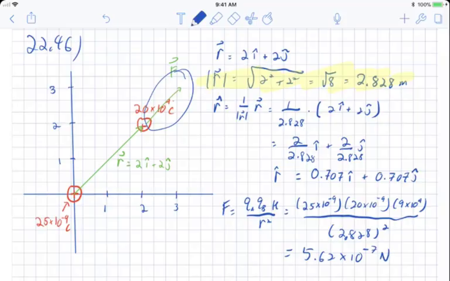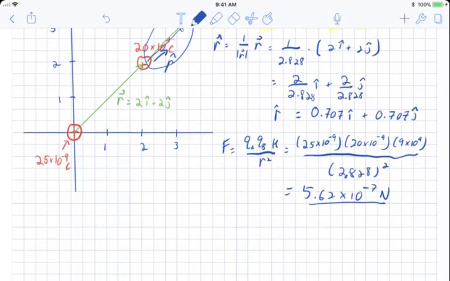So I know that the force vector is this long, and I know that it's pointing in the same direction as the unit vector. So to figure out the components of that force vector, I just multiply the strength of the force vector times the components of the unit vector.